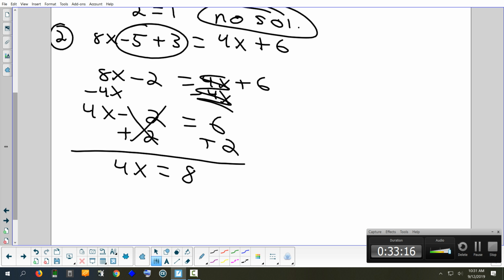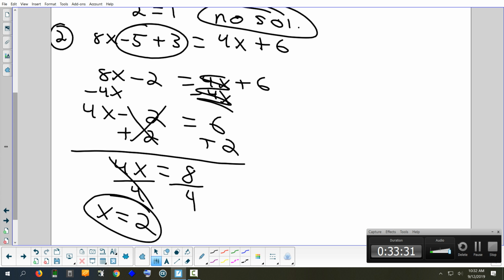How about, yeah, go ahead, Mackenzie. You divide 4 by 4 and then you divide 4 by 8. Yep. Divide both sides by 4. And Princess, what's 8 divided by 4? 2. Nice. So we get x equals 2, and we are good. Any questions on that?